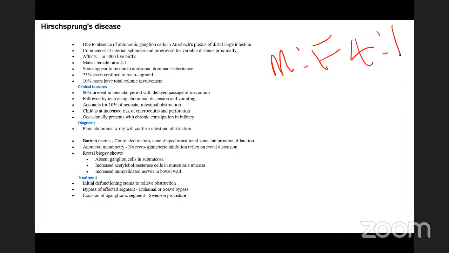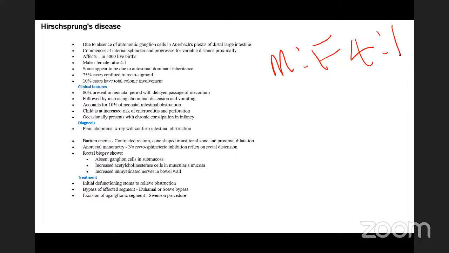Occasionally it presents with chronic constipation in infancy. Diagnosis: a plain abdominal X-ray will confirm intestinal obstruction. When you do a barium enema, you have a contracted rectum, a cone-shaped transitional zone and proximal dilatation. Anorectal manometry shows no rectosphincteric inhibition reflex, no rectal distension.